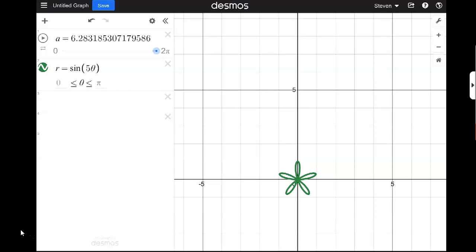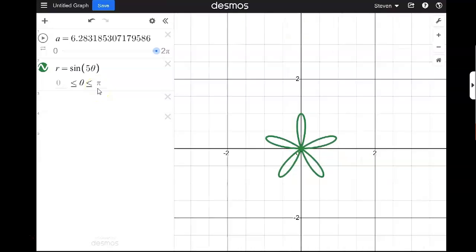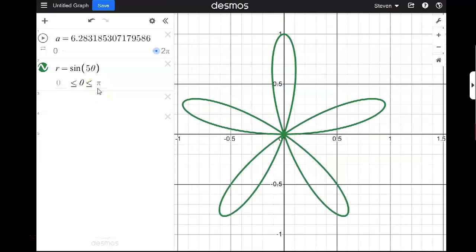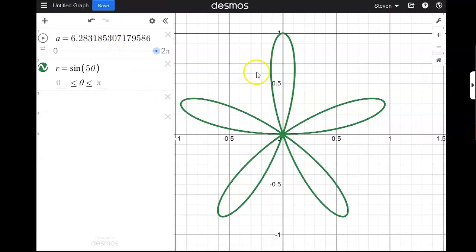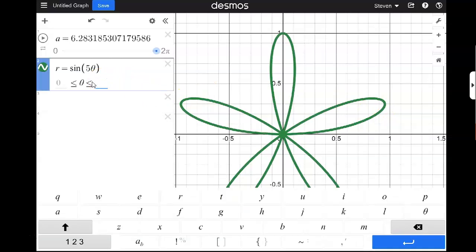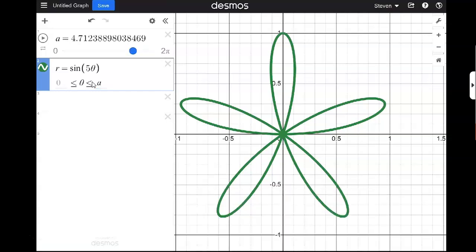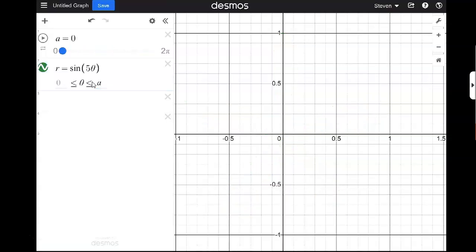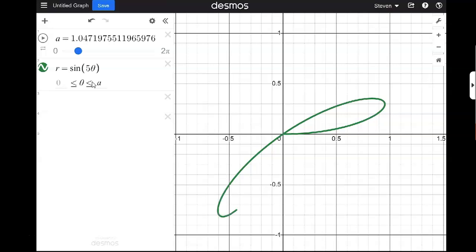Zooming in, you can see, first of all, this completes a full circuit by the time we reach pi. So let me zoom in here a little bit. And so we just need to pick one of these petals, but the problem is, where does it start? Well, let's put my slider on here, my parameter A, and let's start drawing it. Now again, A is based on pi over 12. You can see right around here, it's finished its first petal.